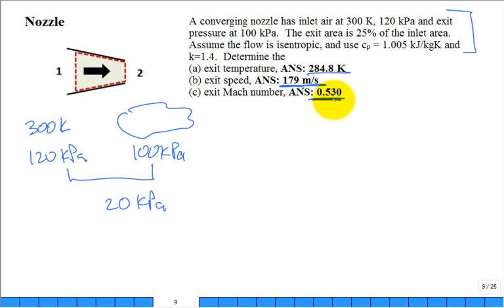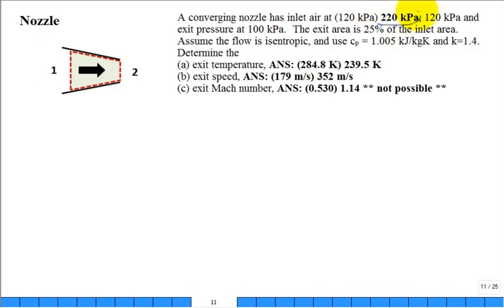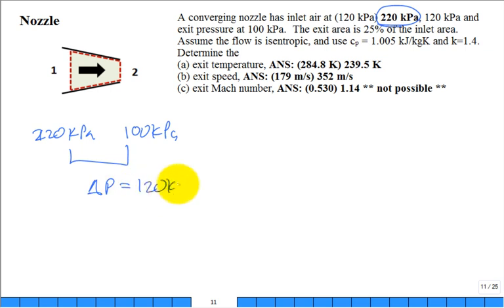I change the problem a little bit. The only thing I change is the inlet pressure, so 220 kilopascal. It still exits at 100 kilopascal. What drives the flow now, a delta P of 120 kilopascal?